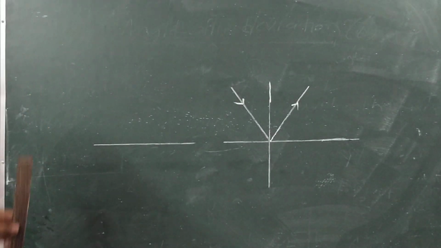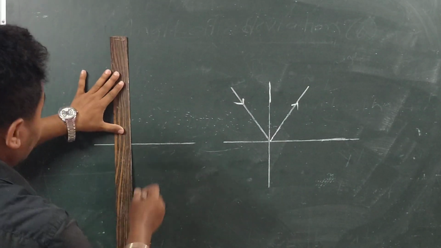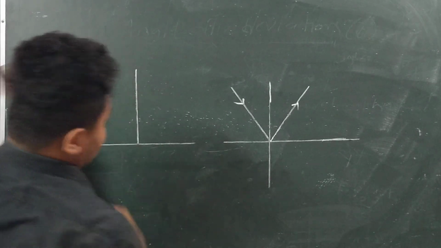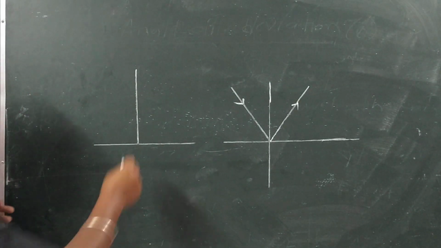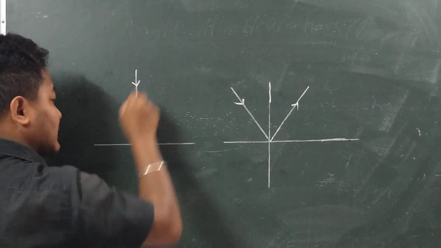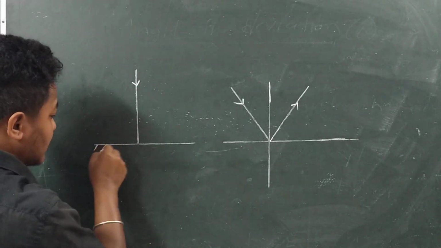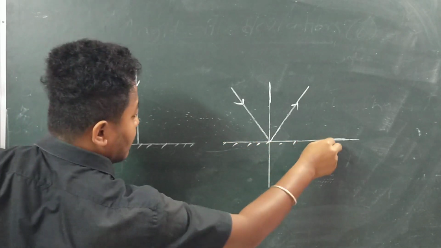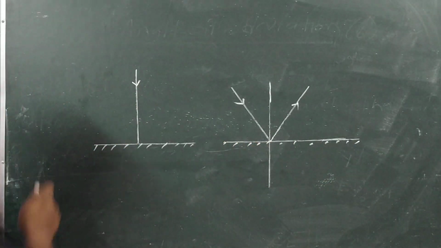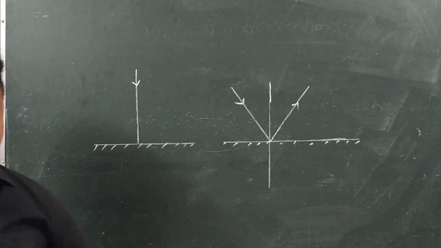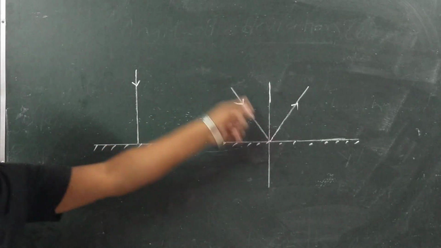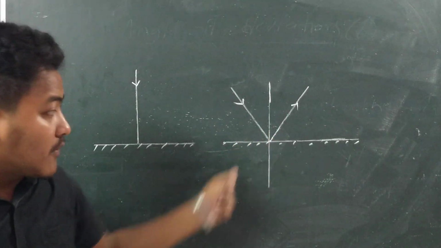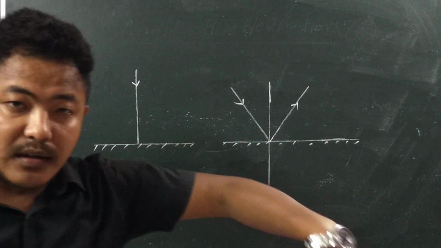But if a ray of light is normally incident to the surface, these are reflecting surfaces. Can you see the difference between these two diagrams? In this case, what is happening? They are going inclined. This type of angle is called an inclined angle.